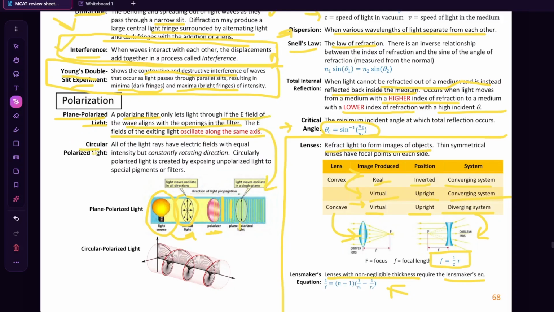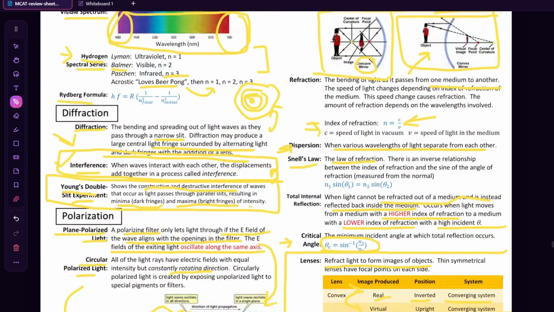And then there's also circularly polarized light, which is a bit different. Every light ray has an electric field of the same intensity, but the field's direction is constantly rotating. This is the image for that. It's constantly rotating in direction as the wave travels forward, and it gives this spiraling pattern rather than staying fixed to one flat plane. You produce circularly polarized light by passing ordinary unpolarized light through special pigments or filters, which introduce this rotating behavior.